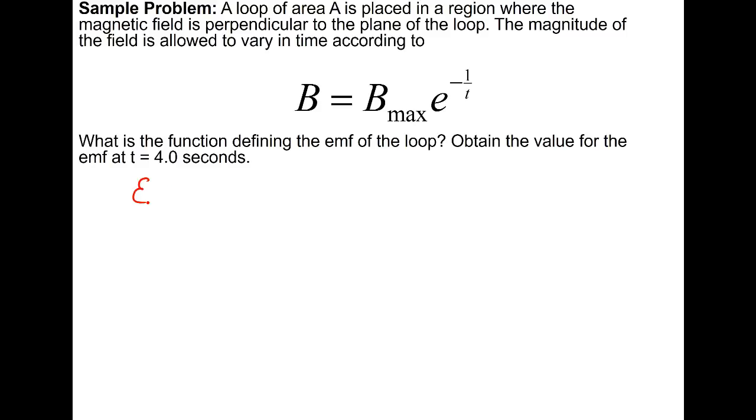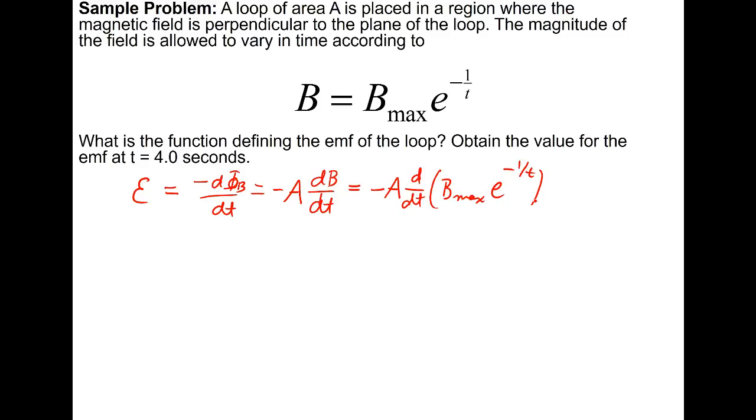So we know that EMF is going to be equal to negative d flux dt, and in this case area will be constant, and we'll need to calculate dB dt. Okay, so the tricky part is that we have a function for the field that has an exponential to the minus 1 over t. So when we calculate the derivative of that, d dt of B max e to the minus 1 over t, a couple things happen.